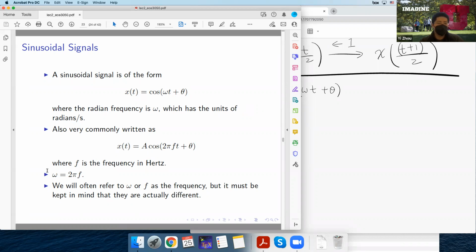And sometimes we write this angular frequency as 2 pi times the frequency f. So in that sense, the signal can also be rewritten in this way, where we replace omega by 2 pi f. Here, omega and f have different units. The unit for f is the hertz, and the unit for omega is radians per second. So they have different units.